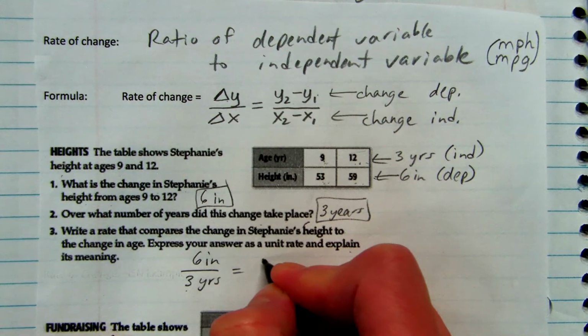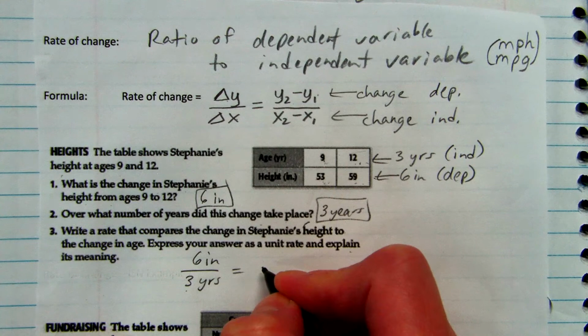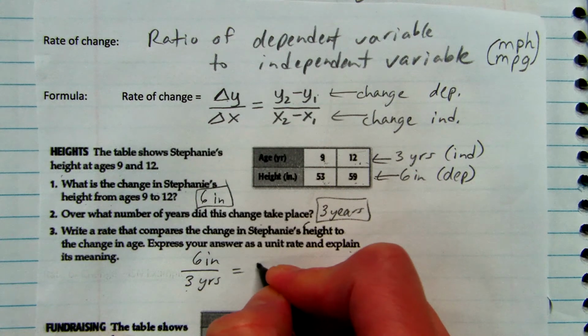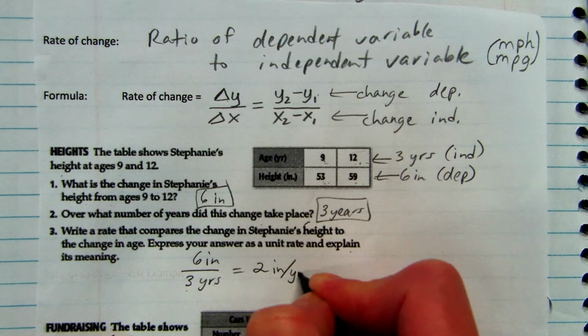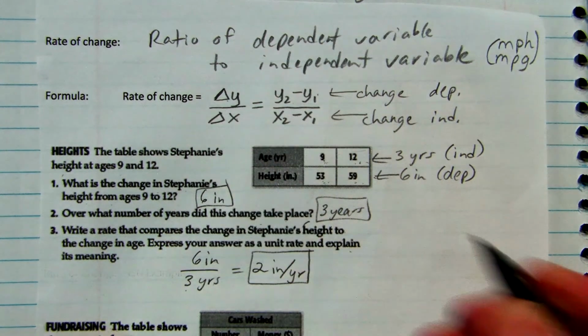And that gives us, how much? 6 divided by 3? 2. So I get 2, and then these labels help me know how to label it, inches per year. So that was sort of her average.